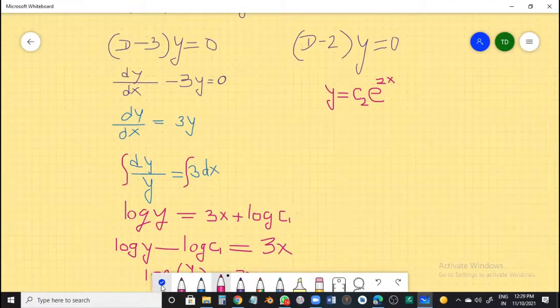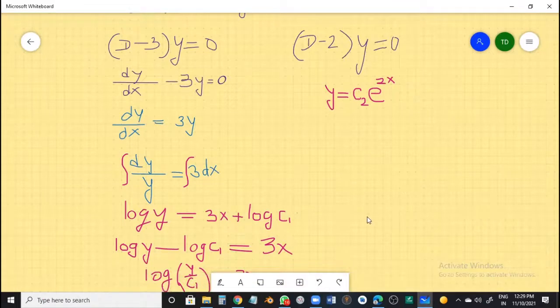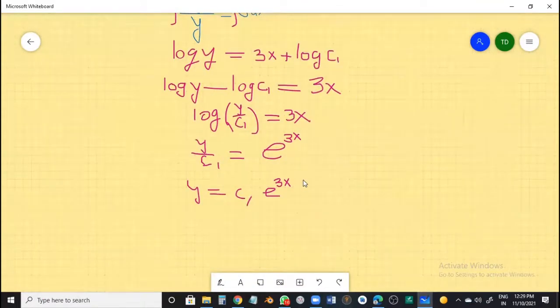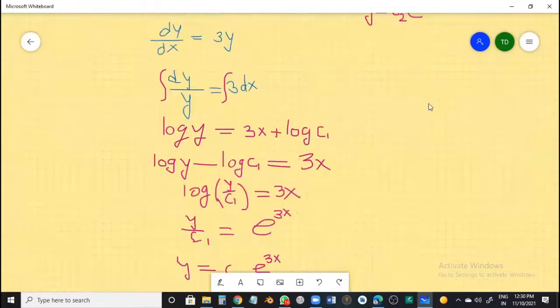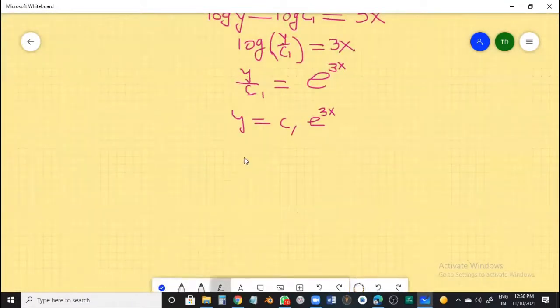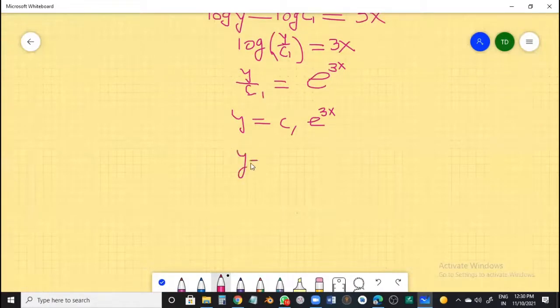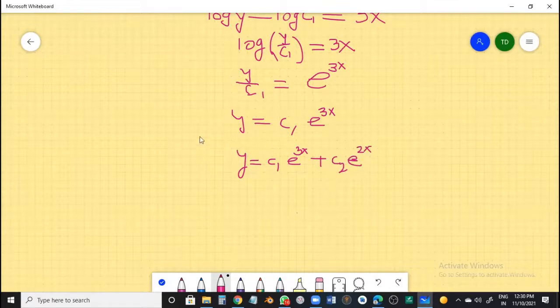And finally, what we'll do? We will add all the results. So y equal to C1 e raised to 3x, and y is equal to C2 e raised to 2x. All those are summed up, and the complete complementary function you get is y is equal to C1 e raised to 3x plus C2 e raised to 2x, where C1 and C2 are arbitrary constants.